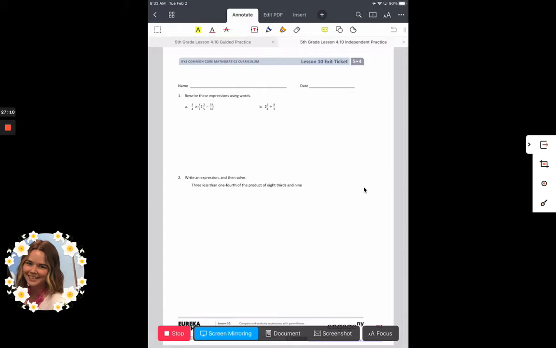So it says 3 less than 1/4 of the product of 8/3 and 9. So part A and part B, you are not solving. So you do not need to solve. But for number 2, you are solving. Now for 1A and B, if you would like the extra practice and you would like to solve them, you are more than welcome to, but you do not need to solve for A and B. You're just rewriting the expression using words.